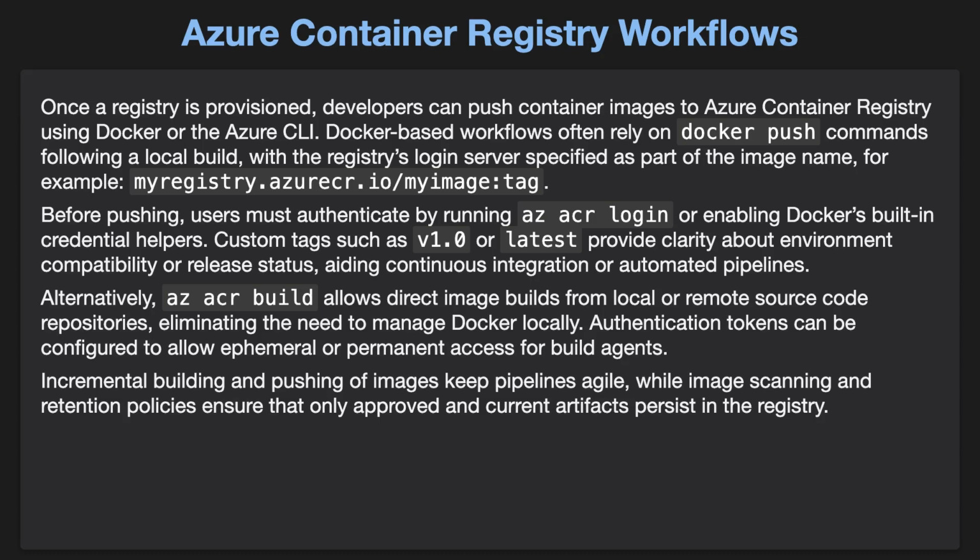Custom tags, such as version 1.0 or latest, provide clarity about environment compatibility or release status, aiding continuous integration or automated pipelines. Alternatively, az acr build allows direct image builds from local or remote source code repositories, eliminating the need to manage Docker locally. Authentication tokens can be configured to allow ephemeral or permanent access for build agents. Incremental building and pushing of images keep pipelines agile, while image scanning and retention policies ensure that only approved and current artifacts persist in the registry.